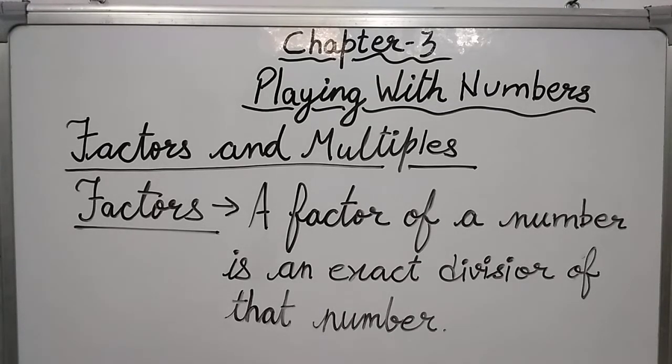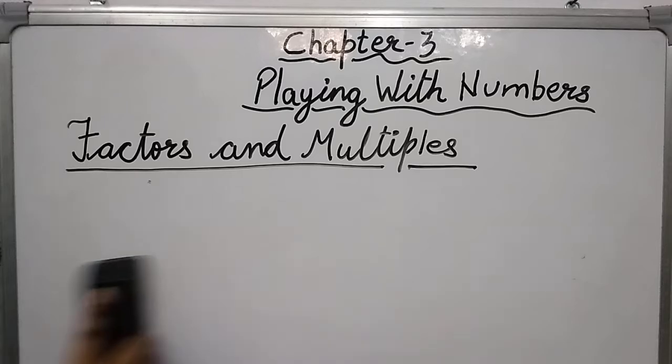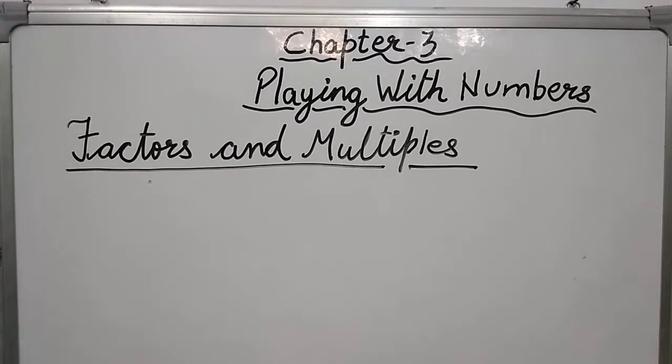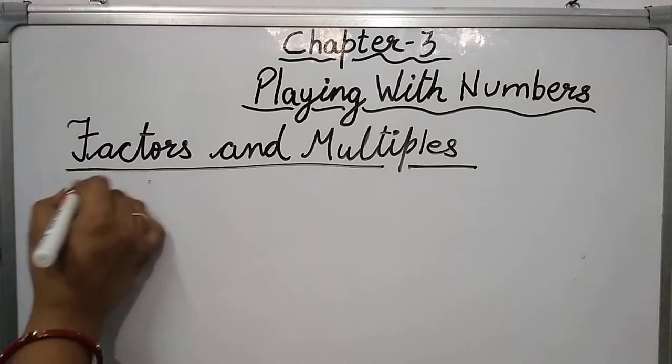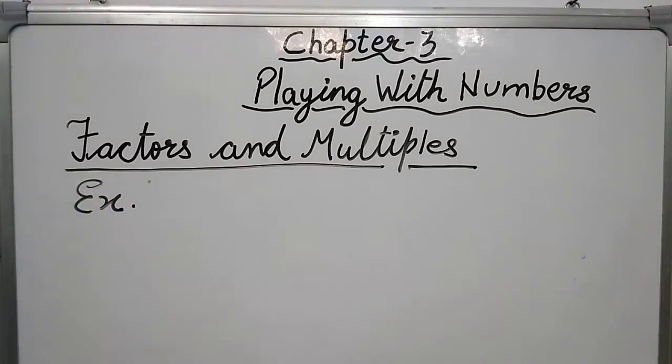That means if any number can exactly be divided by any other number, the divisor is a factor of the dividend. Let's understand this with an example. There is a girl, Nancy, who wanted to know those numbers which can exactly divide number 4.